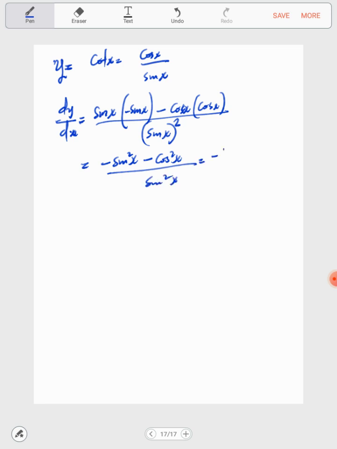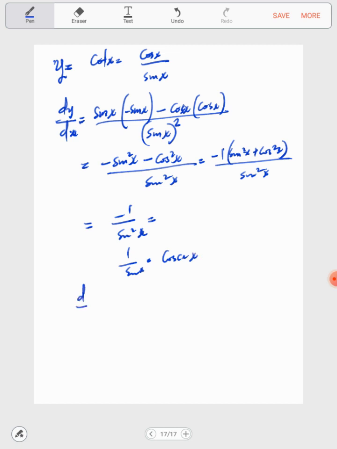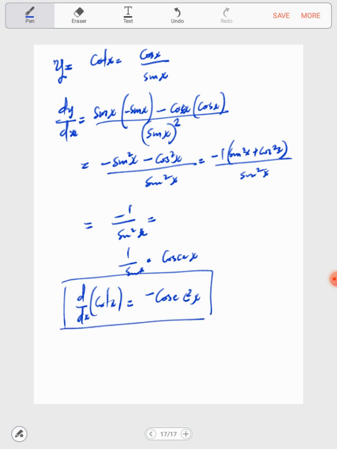Now we have negative 1 into sin square x plus cos square x, dividing sin square x. And that is nothing but negative 1 dividing sin square x. And from what we know, 1 over sin x is cosec x. So we have the derivative of cot x to be equal to negative cosec square x. So that's the derivative for the two different cases we considered.